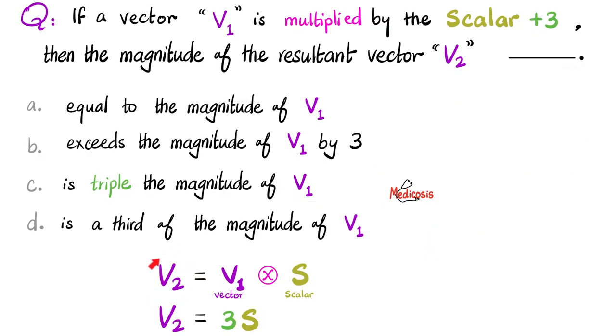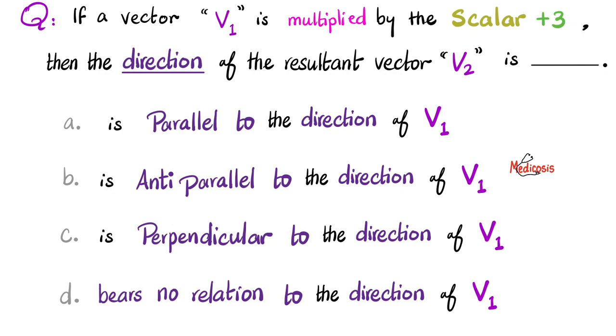And here's how you do it. v2, the resultant vector, is v1, the original vector, times s. Get the magnitudes only, multiply them together, you get 3s. This tells you about what? The magnitude only, not the direction. Now let's try this one.